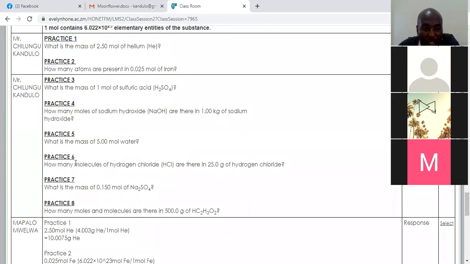How many molecules of hydrogen chloride? Hydrogen chloride is HCl, an acidic gas. Remember, this is hydrochloric acid. So now they're setting up another nomenclature. Sorry, but HCl gas. What's the name?